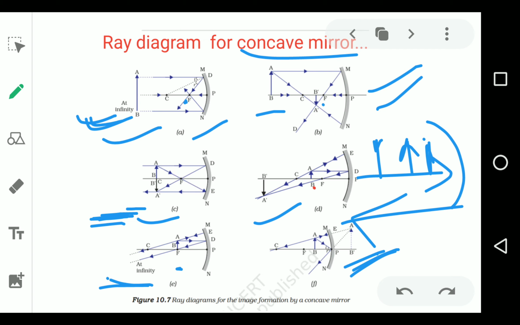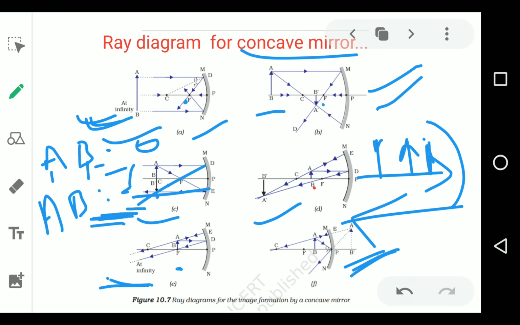Okay, so both the reflected rays are meeting at such a point. From that point, if you extend a perpendicular line to the principal axis, it will meet the position where the object is placed. Okay, so AB is the object, and A dash B dash is the image.